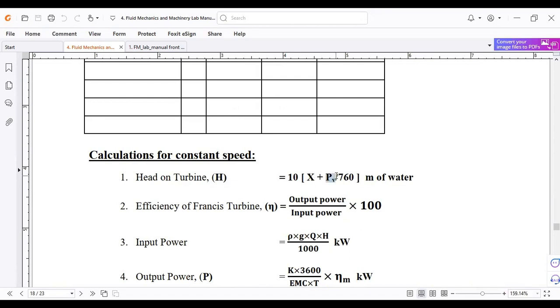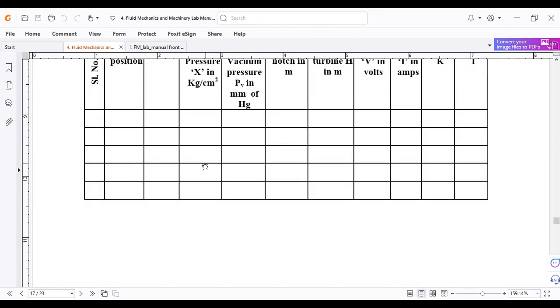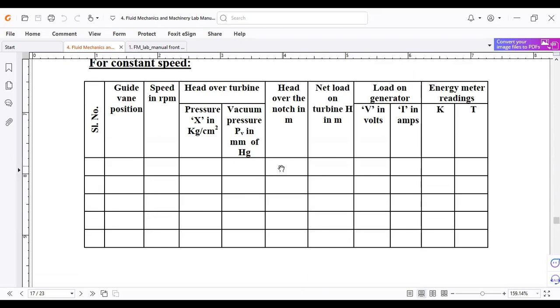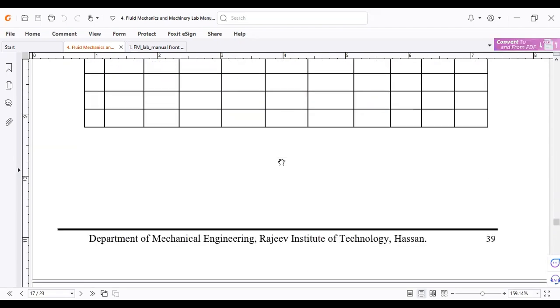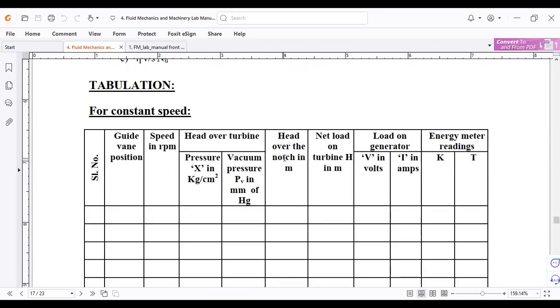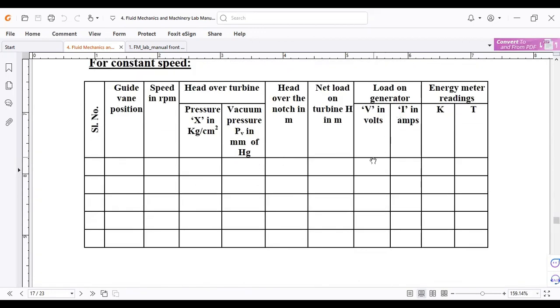PV means the vacuum pressure taken on the draft tube, and this is the head on the turbine. You have to multiply by 10 to convert to meters of water. The head over the notch should be taken from the V-notch. That is useful to calculate the actual discharge, and the load on the generator.